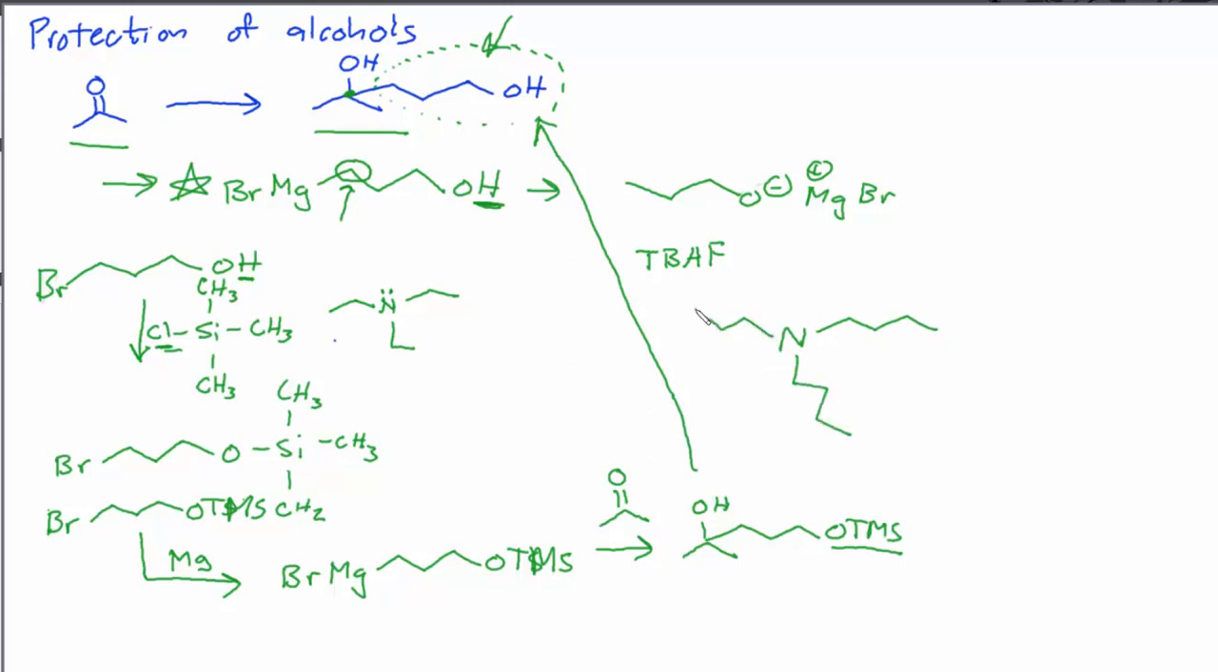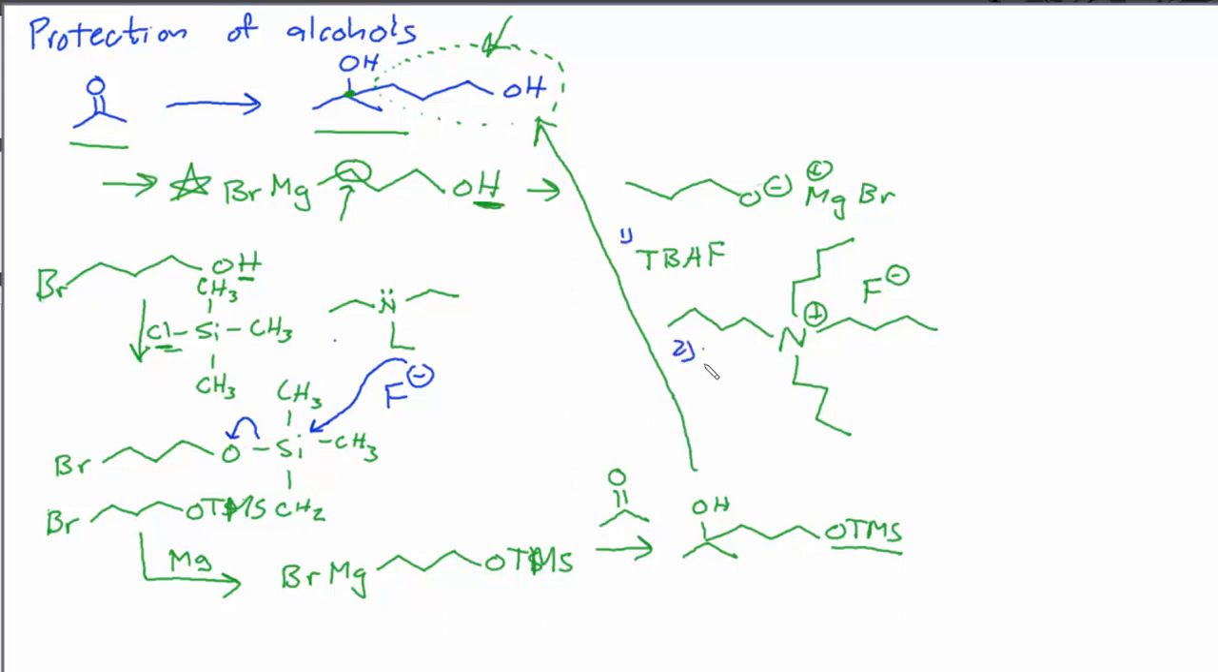Four butyl chains off of a nitrogen give us nitrogen with a plus charge, and the counter ion is fluoride. And if I look back at my OTMS, the fluoride acts as a good nucleophile, basically kicks off this group. And so let's call that the first step.